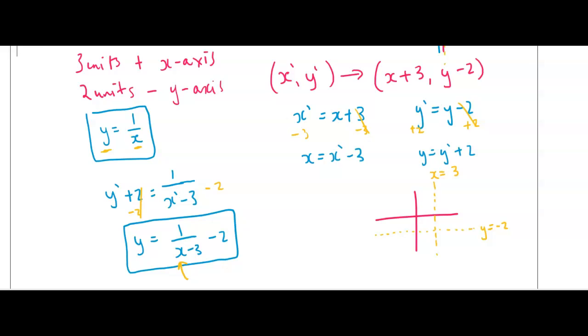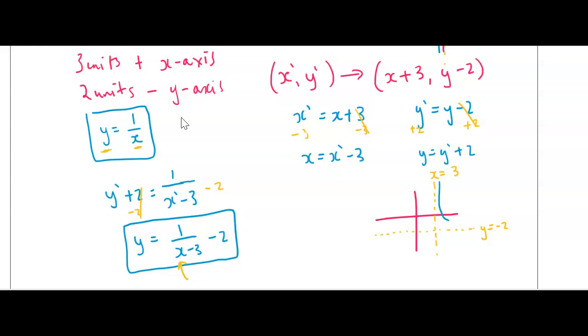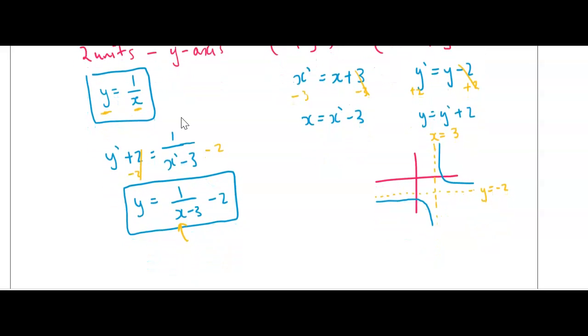Now my hyperbola, let's just quickly draw it. We're not going to do any axis intercepts today, but you probably should, and they're easy to do. You just let x equals 0, y equals 0, and so on. Okay, so there's our new graph.